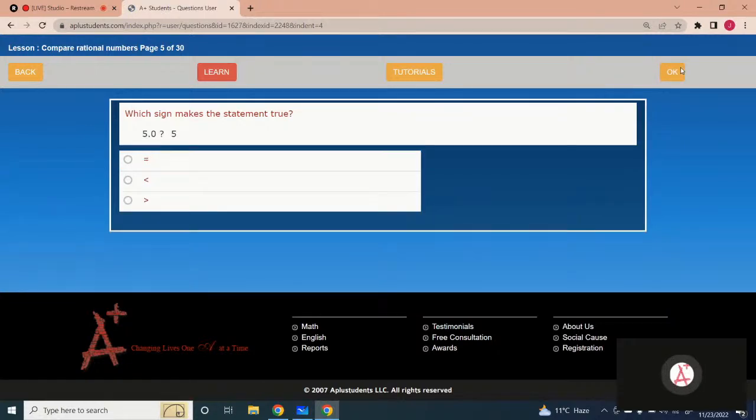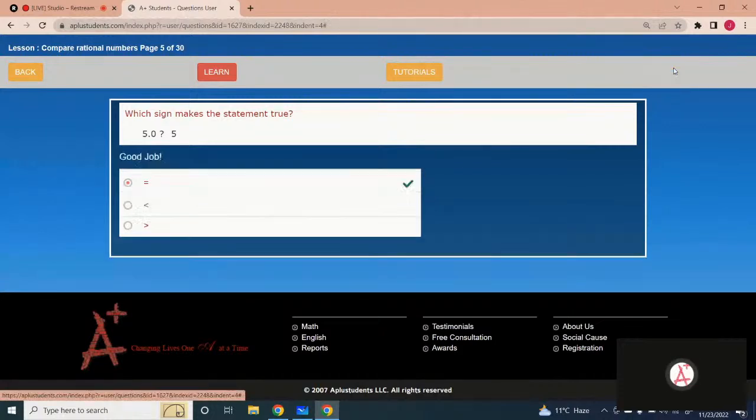Okay, then you have 5.0 and 5. Are they equal, greater or less? They are equal. Got it? 5.0 and 5, they are equal. Just select the correct option, then click on the OK button.